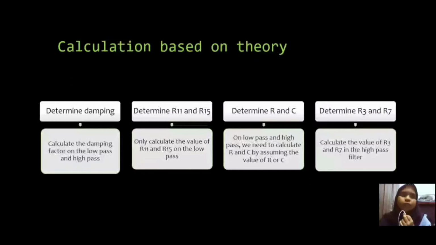Next, in this part, we also discuss the calculation based on the theory. Firstly, we determine the damping factor for the low pass and high pass filter. Next, we determine the values of R11 and R15. In this part, we only calculate for the low pass filter. Next, we determine the values of R and C, where R is the resistor and C is the capacitor. And finally, we determine R3 and R7, which we only calculate for the high pass filter.